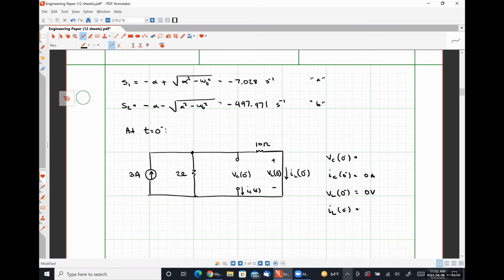Another means, which I believe was suggested, was that we could do current division to find the current flowing through the inductor, which is the current flowing through the 10 ohm resistor, and then simply use Ohm's law, 10 times IL at zero minus, which will also get us VC. Either of those two things work because they're effectively the exact same thing, just doing the steps in the opposite order. So what would you prefer? Ohm's law and then, okay, current division. All right, so let's do current division then.